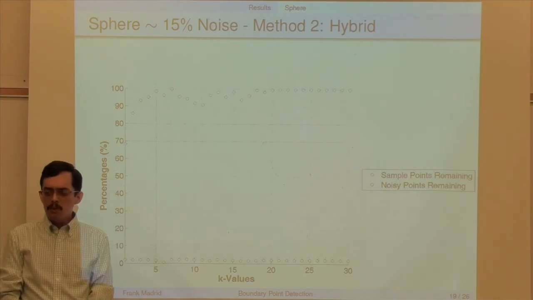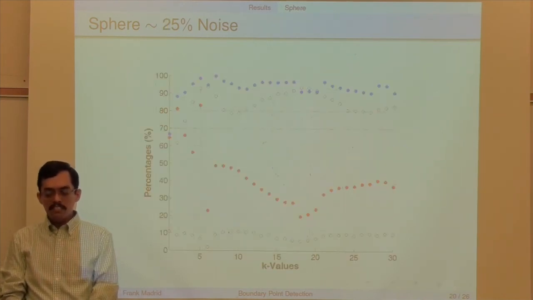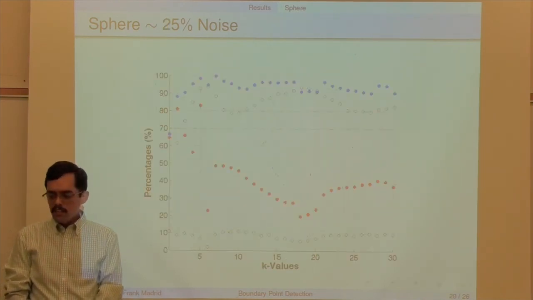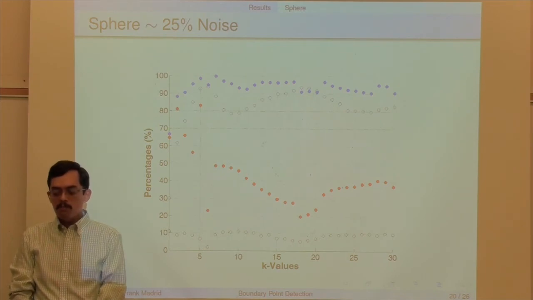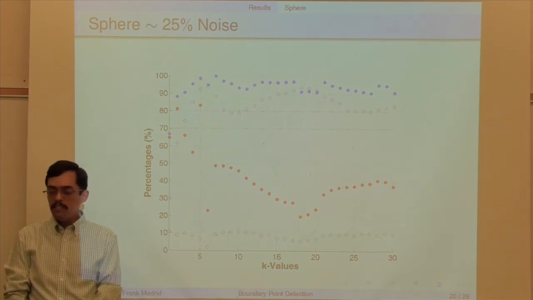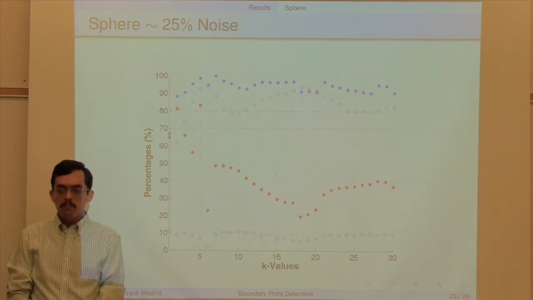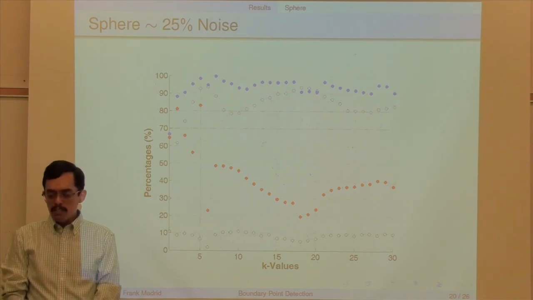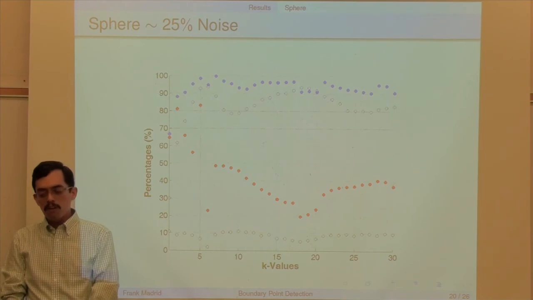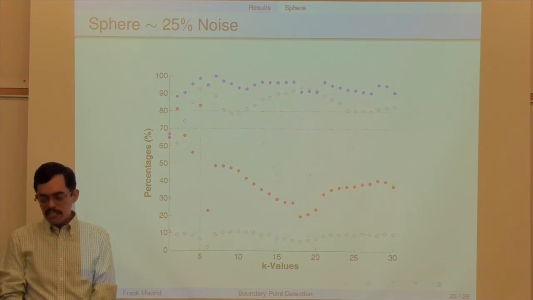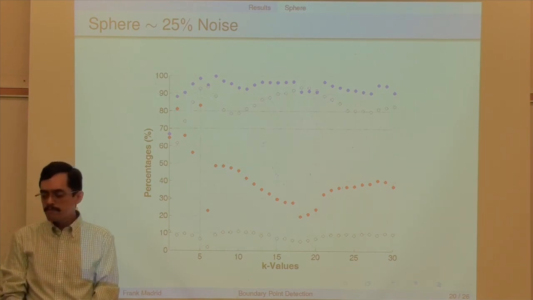When considering noisier data, the robust Cocone algorithm still removes almost all of the noise while preserving approximately 85% of the sample points. However, the reverse k nearest neighbor algorithm still maintains approximately 95% of the sample points while removing on average 65% of the noise.